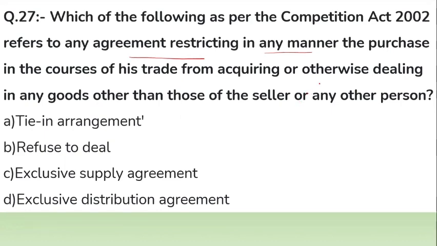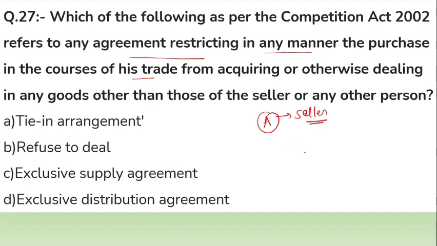So actually, first you need to understand what the question is talking about. The question is talking about a supplier. There is any purchase in the course of his trade, acquiring or otherwise dealing in any goods other than those of the seller and any other. That means, suppose, I will explain it with an example. Suppose A is a person who supplies the goods, and he is a seller.